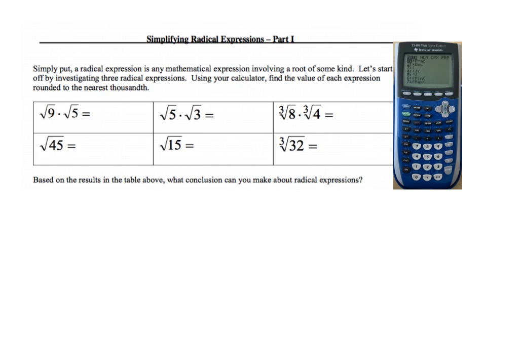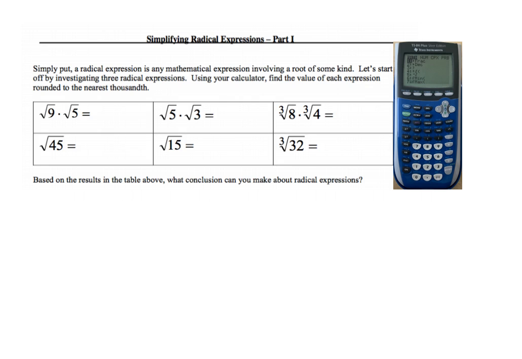Today we are going to learn about simplifying radical expressions when we're multiplying and adding. I would like you to evaluate each of these expressions in your calculator and get a decimal, and then make a conclusion based upon the results that you observe.